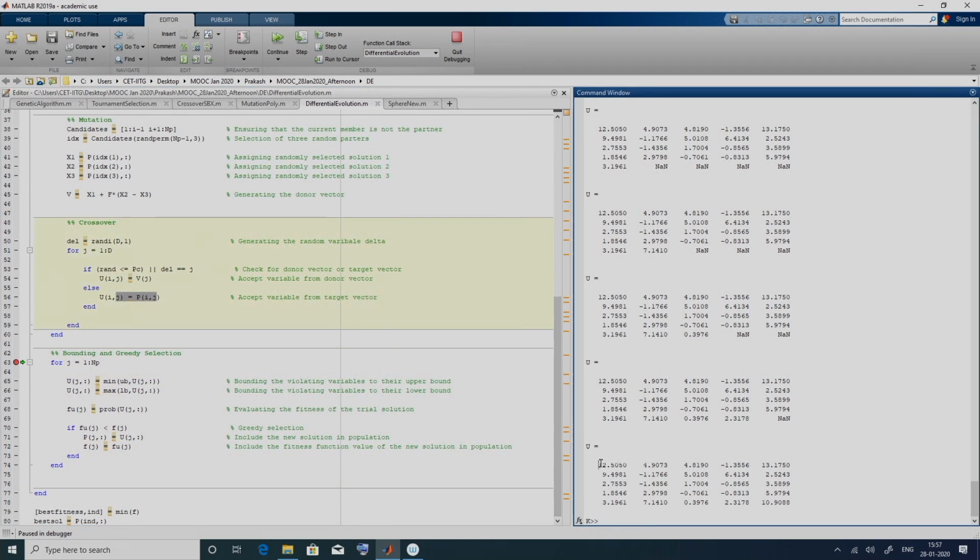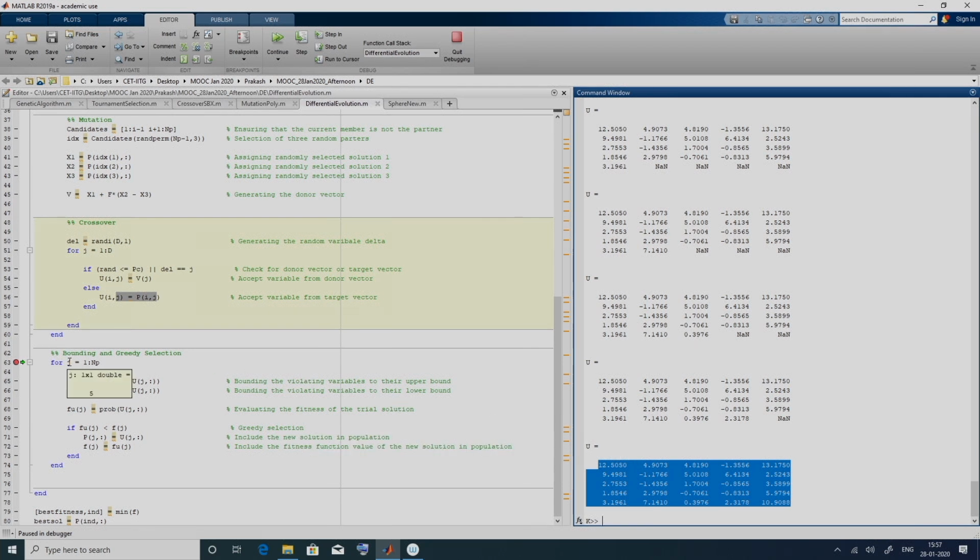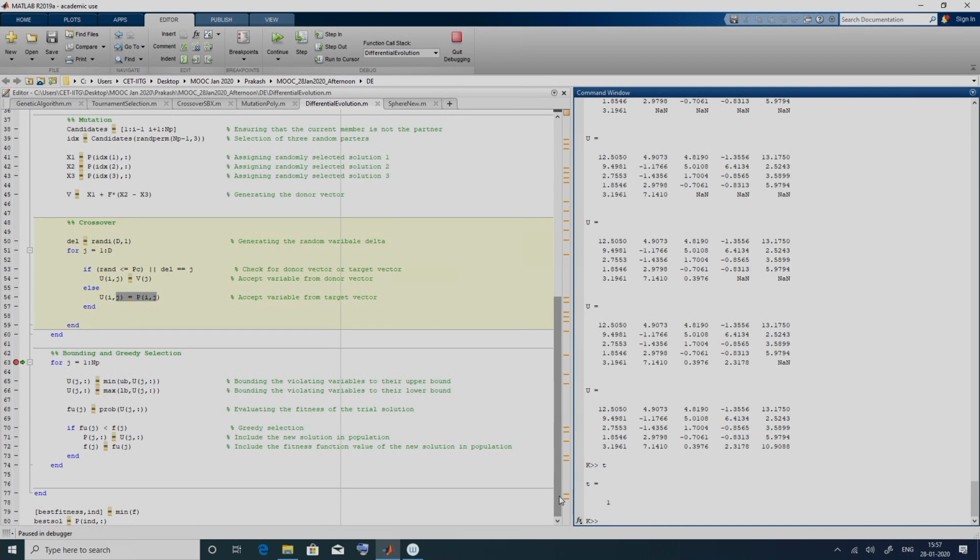Now that we have generated all the trial vectors, we will be checking whether they are in the bounds. Whichever value is not in the bounds, we will bring it either to its lower bound or the upper bound, and then evaluate its fitness and perform a greedy selection strategy. This loop also runs for j equal to 1 to np. Remember, we are still in the first iteration. If we type t over here, it is still the first iteration.